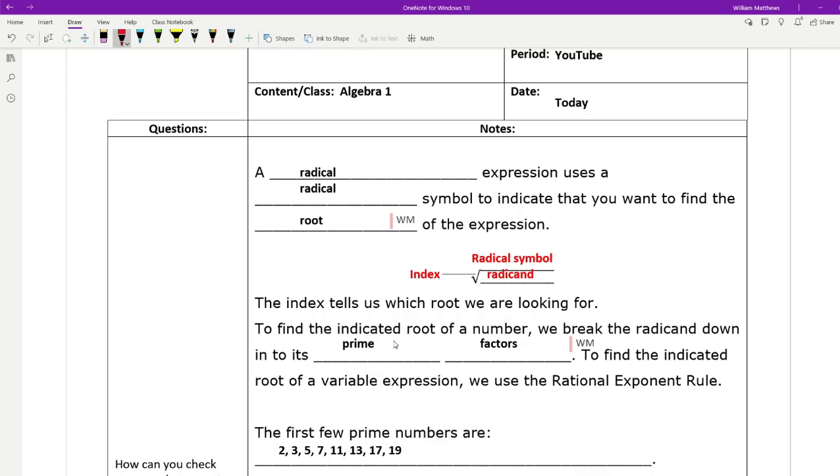To find the indicated root of a number, we break the radicand down into its prime factors. To find the indicated root of a variable expression, we use the rational exponent rules.